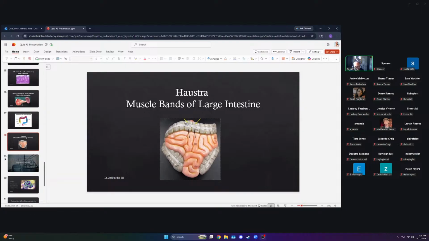So each of these muscular bands that we can see here of the large intestine, each of these are called haustra, okay? So know for the lab quiz that what this is asking you to identify, each of these bands is called a haustra, a muscular band of the large intestine called haustra. And again, we'll be talking more about that on Thursday, to be sure.